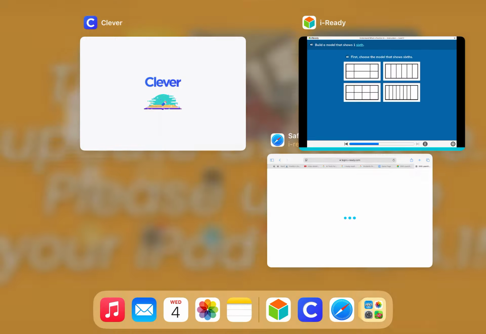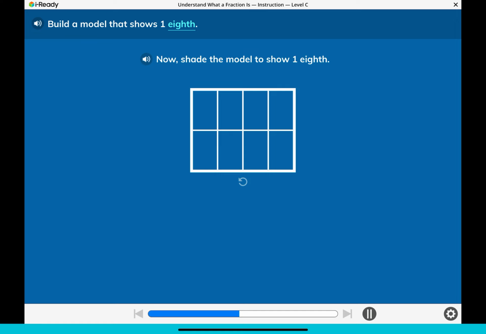Build a model that shows 1/8. First, choose the model that shows eighths. Now, shade the model to show 1/8. Great work! You built a model that shows 1/8.